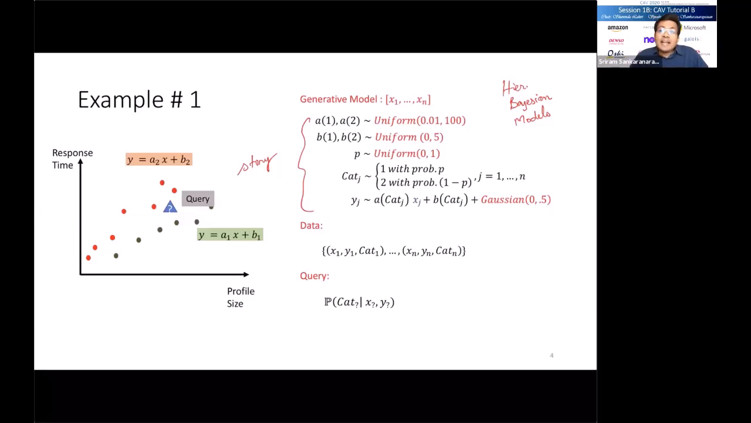How do you think that data set got generated? If you think about it, we can say, let us draw two uniform random numbers in this range between 0.01 and 100, and let's call them A1 and A2. Secretly, these are going to be the slopes of the two straight lines that I'm going to fit through the two categories 1 and 2, 1 standing for green, 2 standing for red. Let's say B1 and B2 is the intercept, and let's draw a uniform random number between 0 and 5.